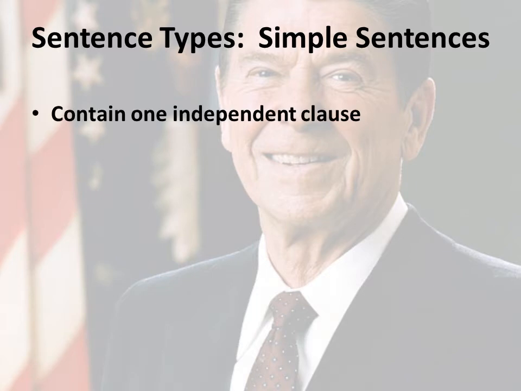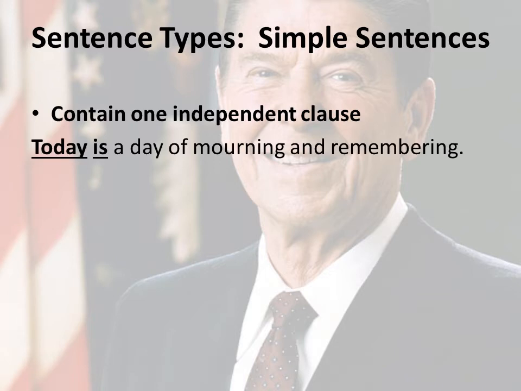Simple sentences contain one independent clause. Notice this sentence. Today is a day of mourning and remembering. Now, even though we see the word and, the and is part of the prepositional phrase. But let's look at the beginning of the sentence. Today is. Those are the subject and verb of this sentence and the only subject and verb in this sentence. So this is a simple sentence.